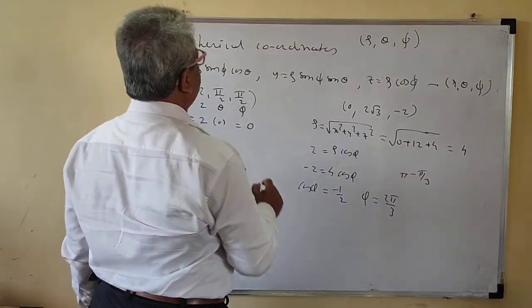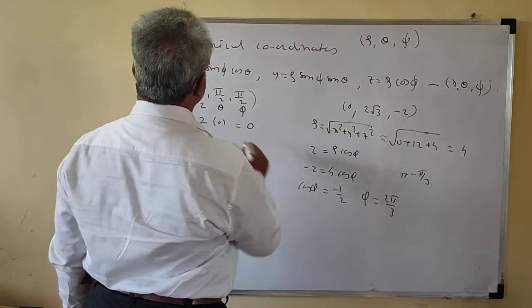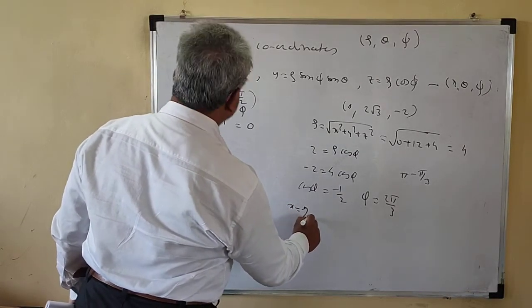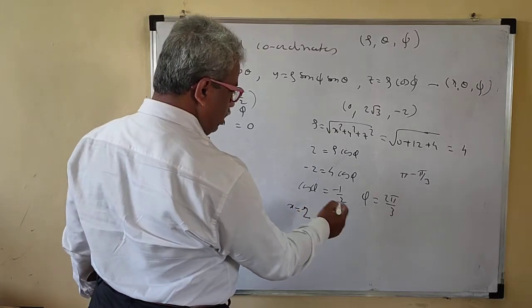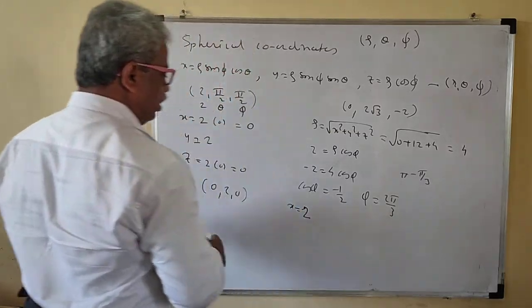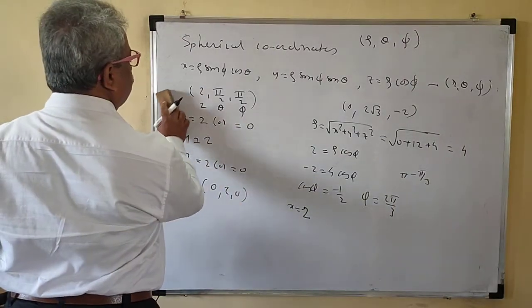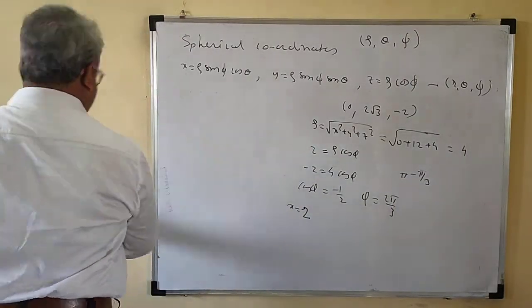Now we find x and y. So x is equal to rho sin phi. Rho is 4. You get sin 2 pi by 3. How to find sin 2 pi by 3 then? Okay, so we find sin 2 pi by 3.